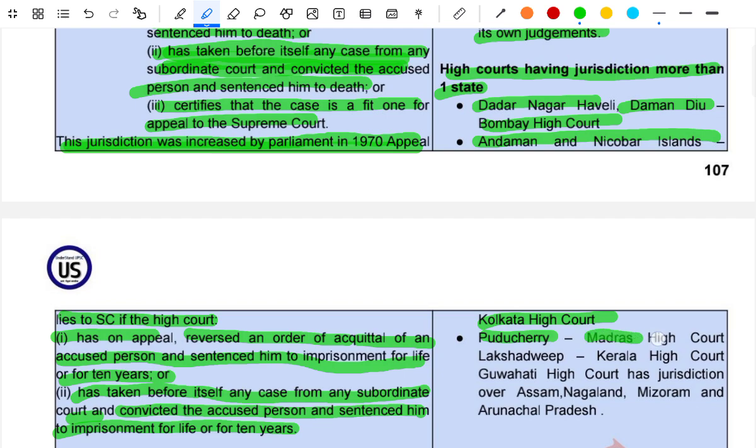Puducherry, Madras High Court; Lakshadweep, Kerala High Court; Guwahati High Court has jurisdiction over Assam, Nagaland, Mizoram and Arunachal Pradesh.